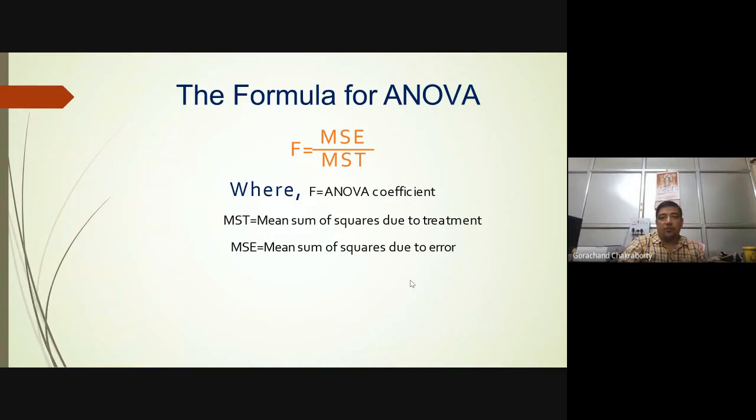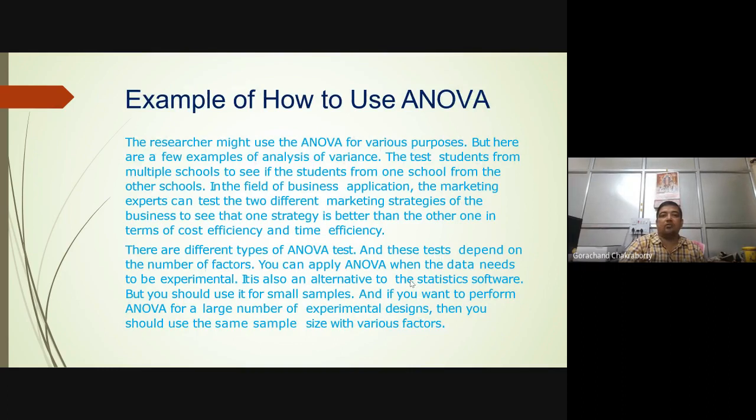Now, what is the formula of F statistics? This is the formula where F is equal to MSE by MST, where F is the ANOVA coefficient, and MSE means mean sum square due to treatment, and MST means mean sum squares due to error. So this is the value of the ANOVA coefficient, and by this coefficient we can analyze the analysis of variance.